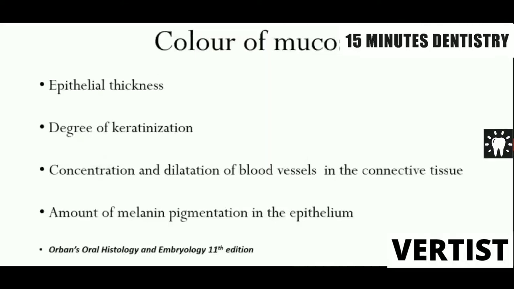Now, before we start with red and white lesions, we should know what causes the color of the mucosa. You all know that the color of mucosa is pink. Light is incident on the normal mucosa, passes through the translucent epithelium, and is reflected by the underlying vascular connective tissue, and again it passes through the translucent epithelium and reaches the eyes of the observer. So that causes the pink color of the mucosa.